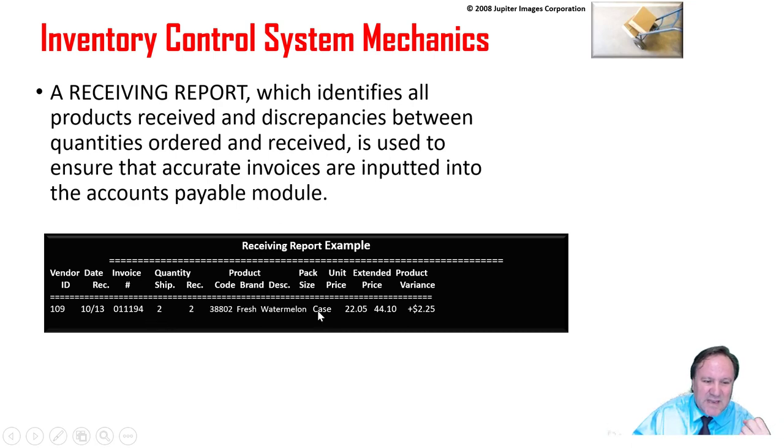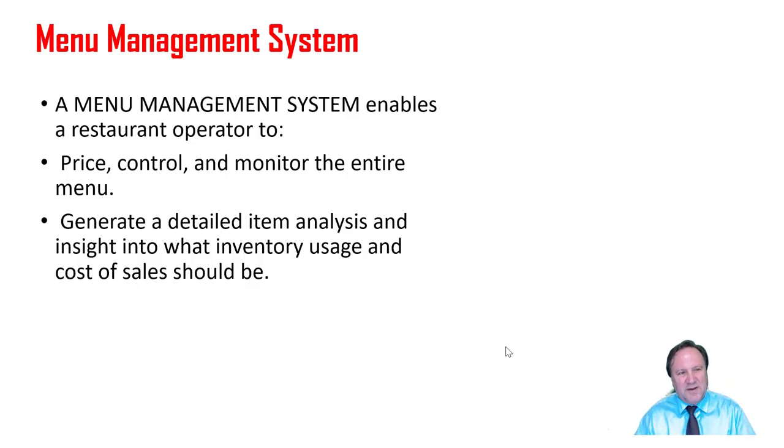I ordered 2, they gave me 2, but normally it's $22, and there was a problem, let's say it was more expensive than what I normally ordered, whatever the variance can be. You want no variance, but if there is a variance, this is what you are going to pay to the vendor. You ordered 50 pounds of tomato, you ended up getting 40 pounds, so you're going to write this in this receiving report, so that your accounting office will pay them only for 40 pounds, not what you ordered initially, 50 pounds. What is a menu management system?